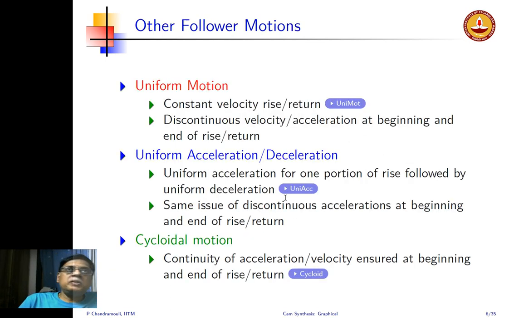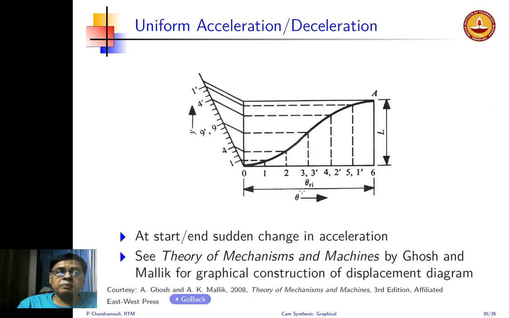The other possibility is to have uniform acceleration followed by deceleration. Obviously, you cannot have completely uniform acceleration, because if I start from opening, then how do I stop it, dwell it at some point? So I have to decelerate somewhere, right? So you have uniform acceleration for one portion of the rise, and then you follow it with uniform deceleration. So this is a typical curve.